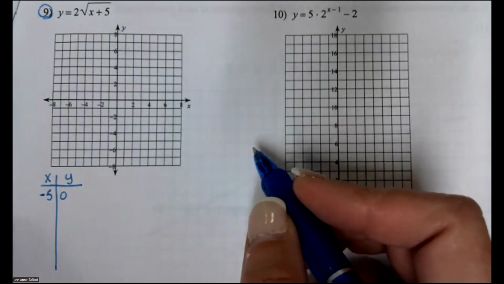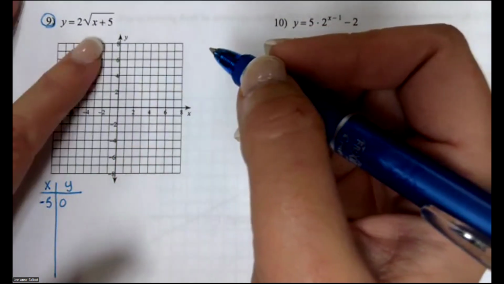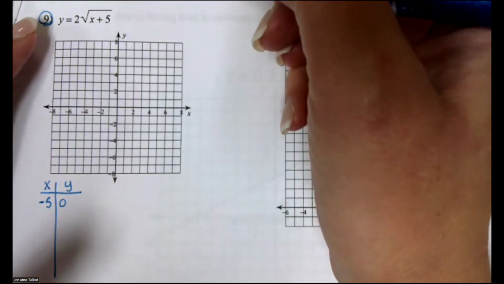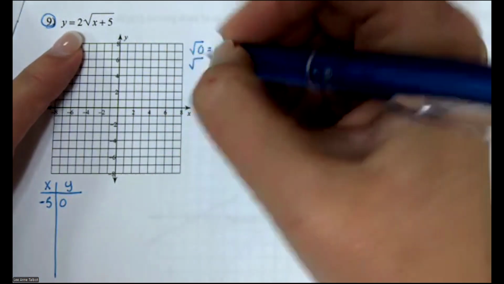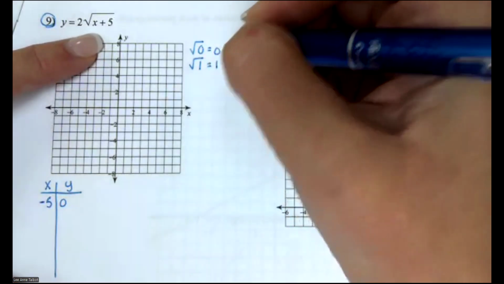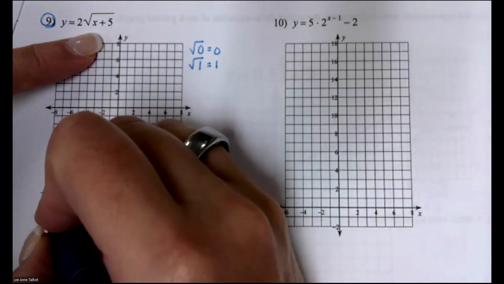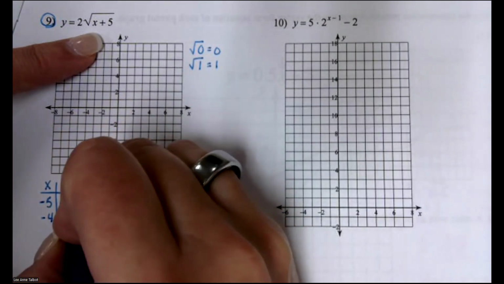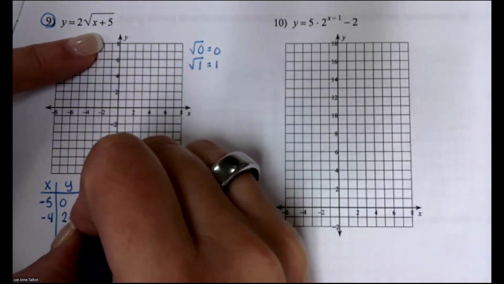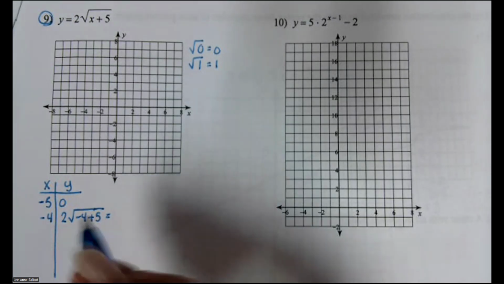Now -5. Square root of 0 is 0, right? What's the next nice square root? So square root of 0 is 0. What's the next nice one? 1. What number can I plug in here to make this 1? -4. Okay, so pretend this is parentheses. So -4 plus 5 is 1. Square root of 1 is 1 times 2 is 2.